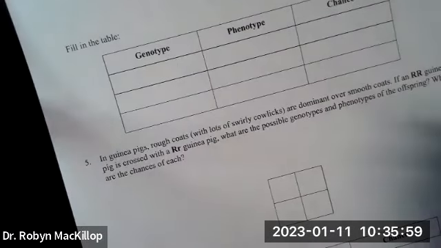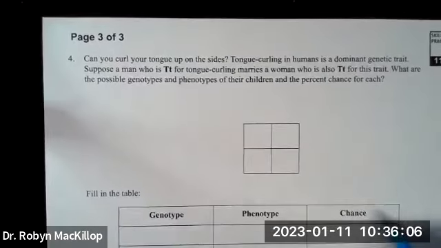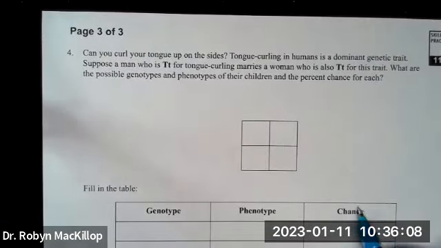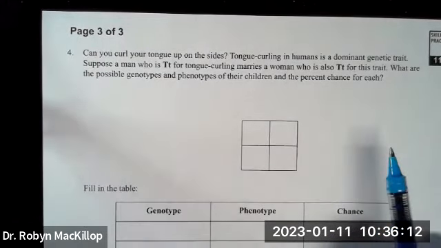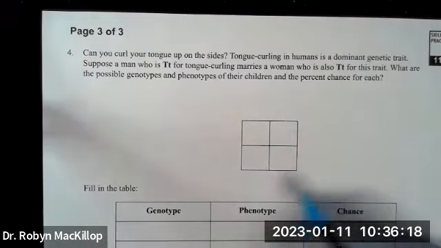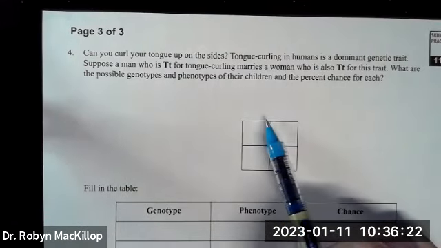All right. Let's do another. Oh, look at this. These are not filled in. Woohoo. All right. Can you curl your tongue up on the sides? You know, when you stick your tongue out, can you curl it? That, who knew, is a genetic trait. Pretty exciting. Tongue curling in humans is dominant.